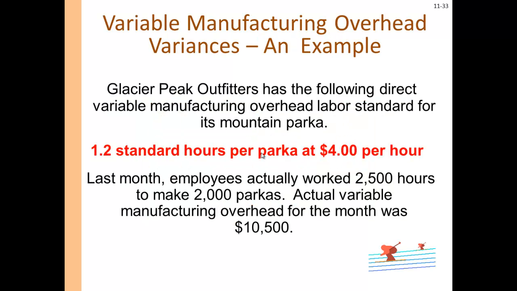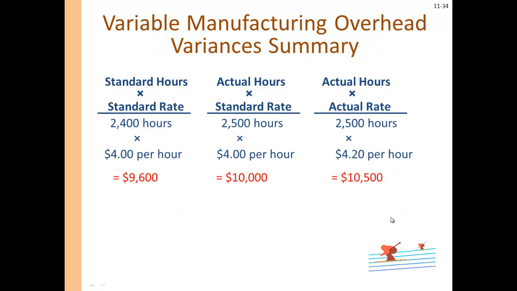Now we go to variable manufacturing overhead. They had the following direct variable manufacturing overhead standard for the mountain parka: 1.2 standard hours per parka at $4 per hour. Last month the employees actually worked, now this is measured on direct labor hours, right, 2,500 hours to make 2,000 parkas. Actual variable manufacturing overhead for the month was $10,500.